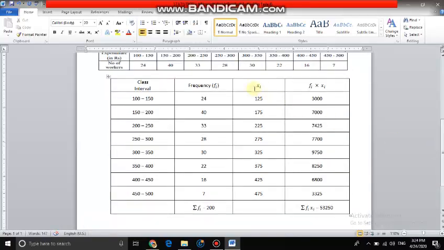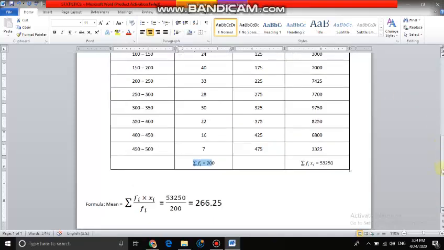The important things are, you have to find Xi, then you have to find Fi Xi. Xi is the average of these two numbers, and that's how you find Xi. Fi Xi is found by multiplying 24 with 125. Then the sum of Fi Xi, then the sum of Fi. So the formula is this upon this one. Okay, thank you.